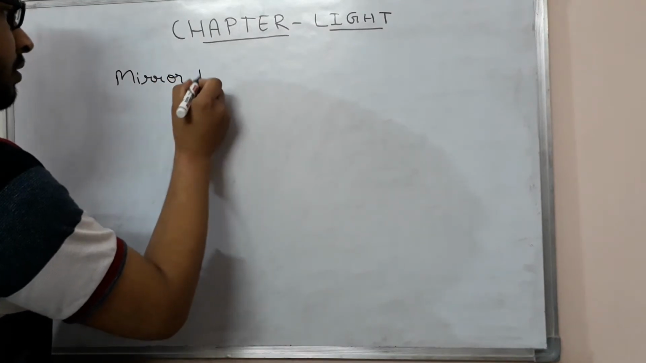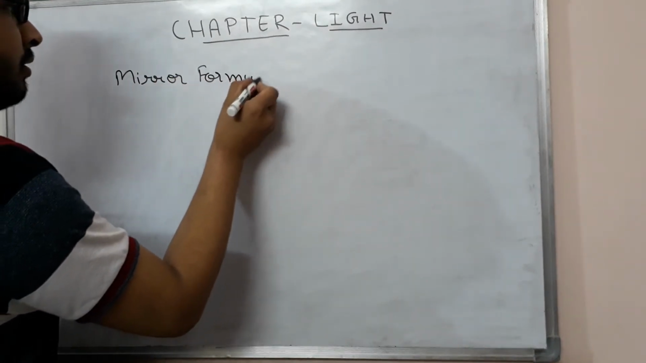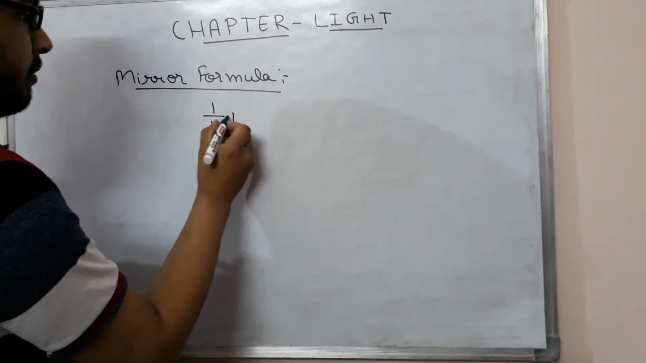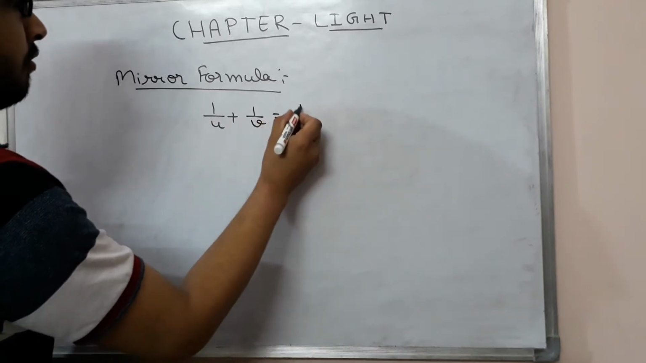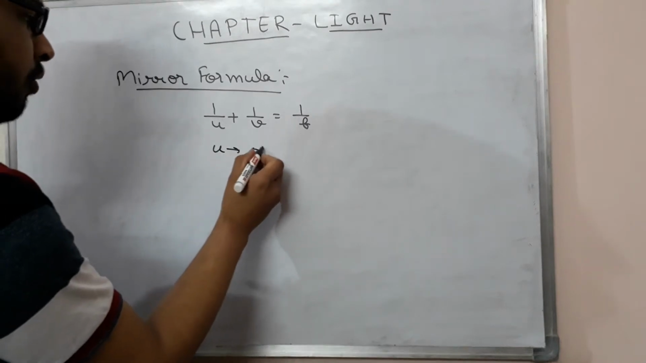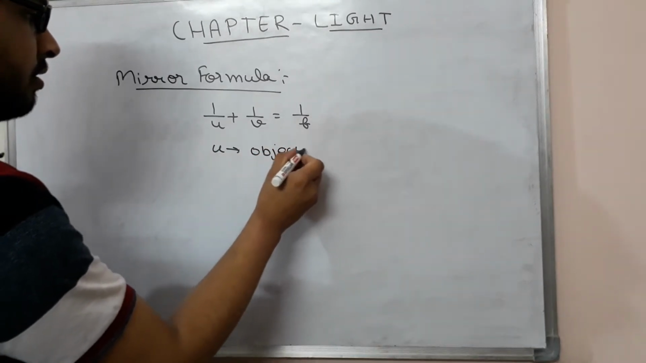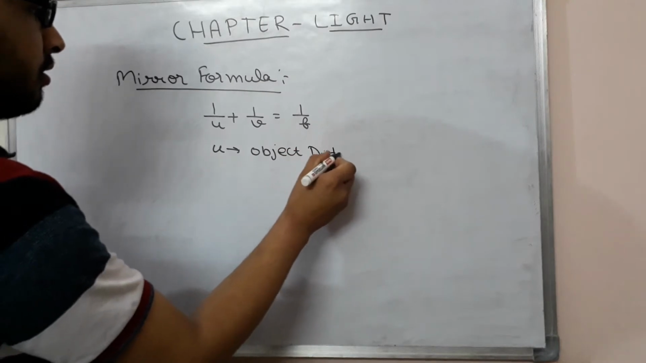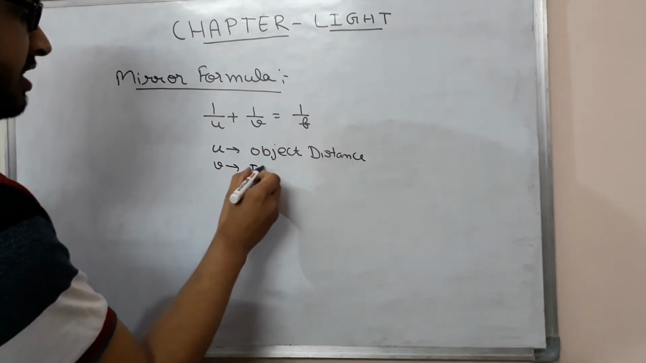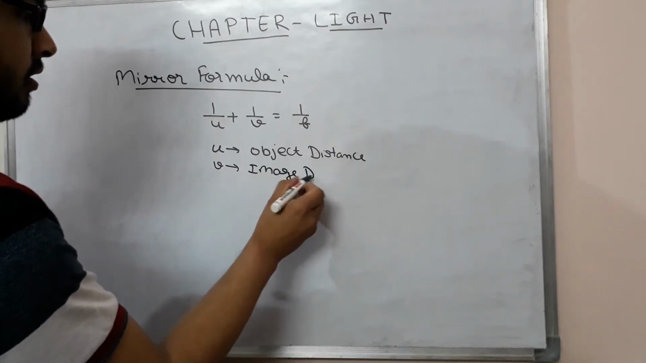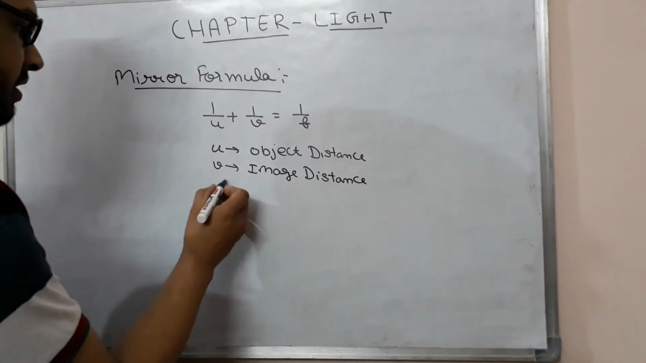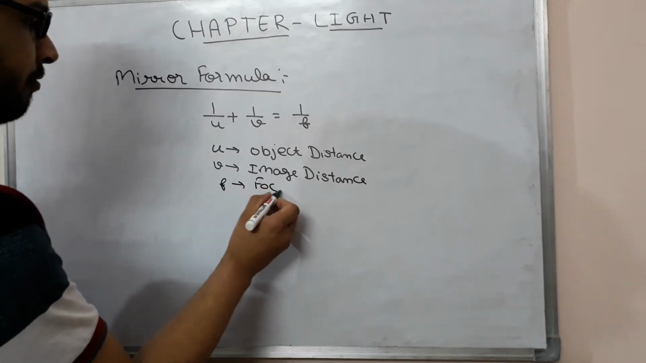Mirror formula, what is the mirror formula? 1 upon u plus 1 upon v is equal to 1 upon f, where u is the object distance, v is the image distance, and small f is the focal length of the mirror.